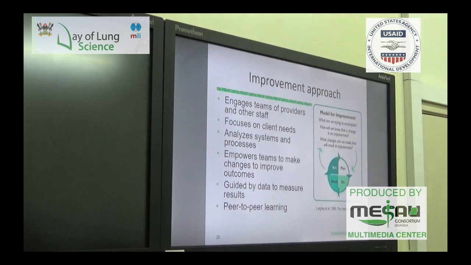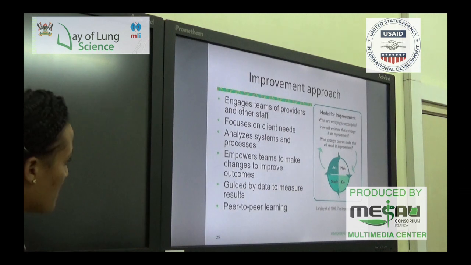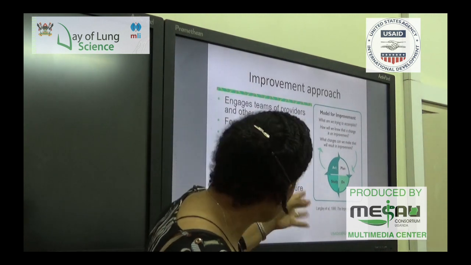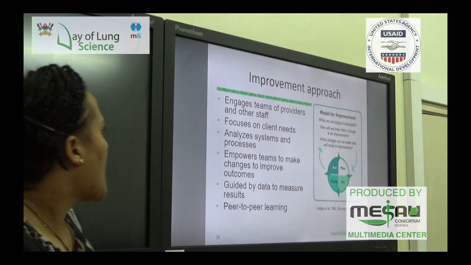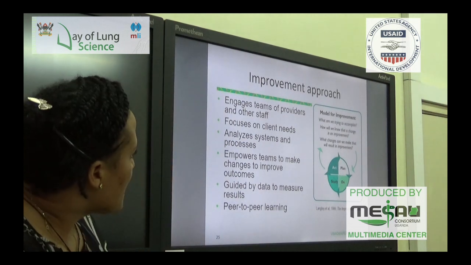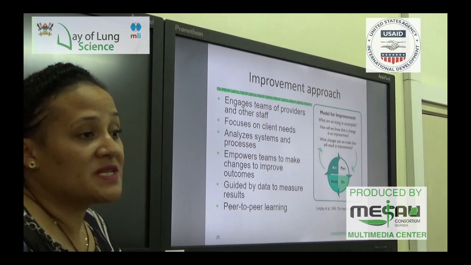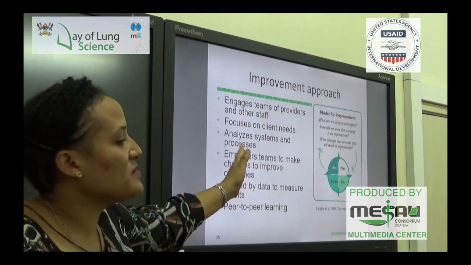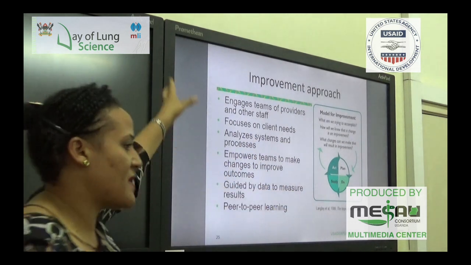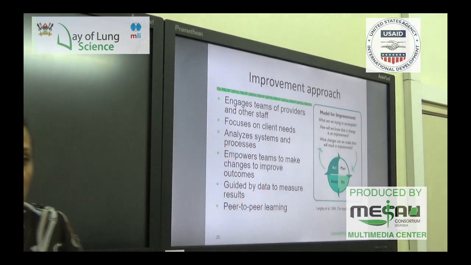Okay. This is what we have as a model for improvement. Really, we have three fundamental questions. What are we trying to accomplish? How will we know that a change is an improvement? And what changes can we make that will result in improvement? And once we have those changes, we take them through the Plan, Do, Study, Act. These were the cycles I referred to earlier, the rapid cycles of improvement, where sites test things on a small scale before they actually implement them.